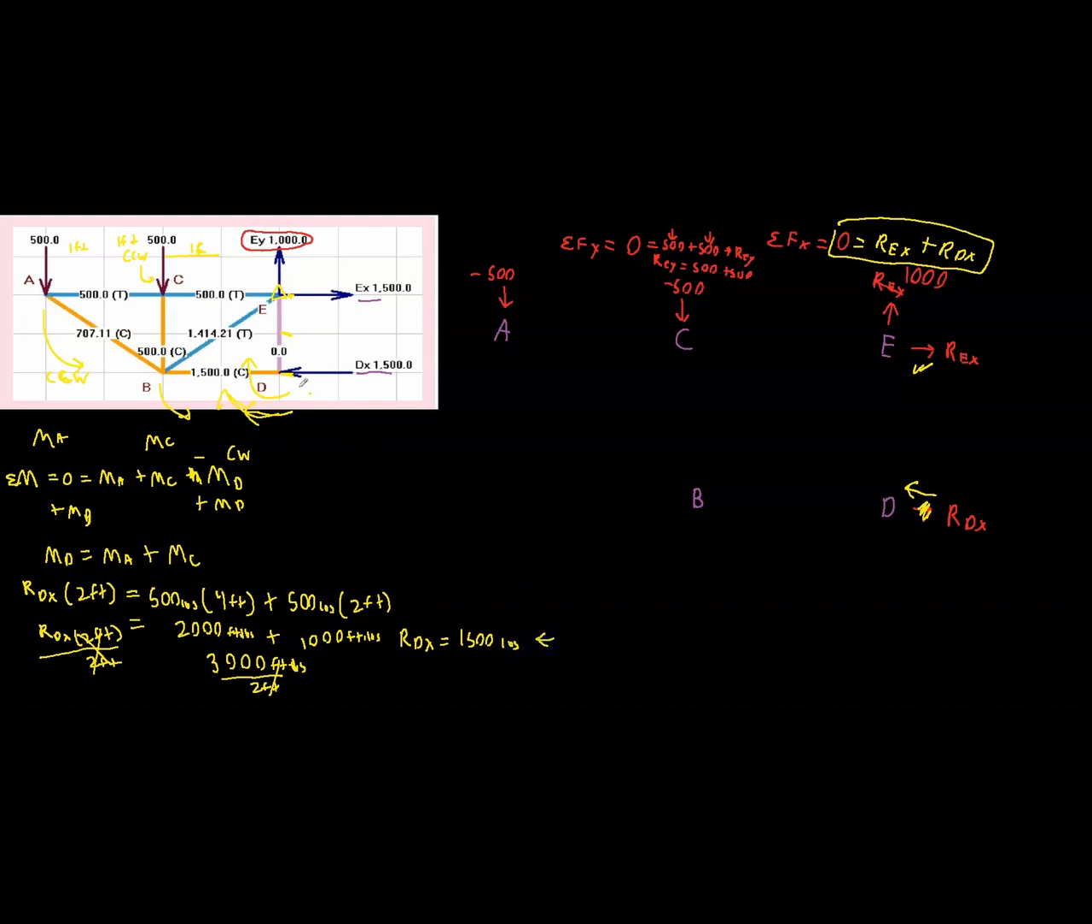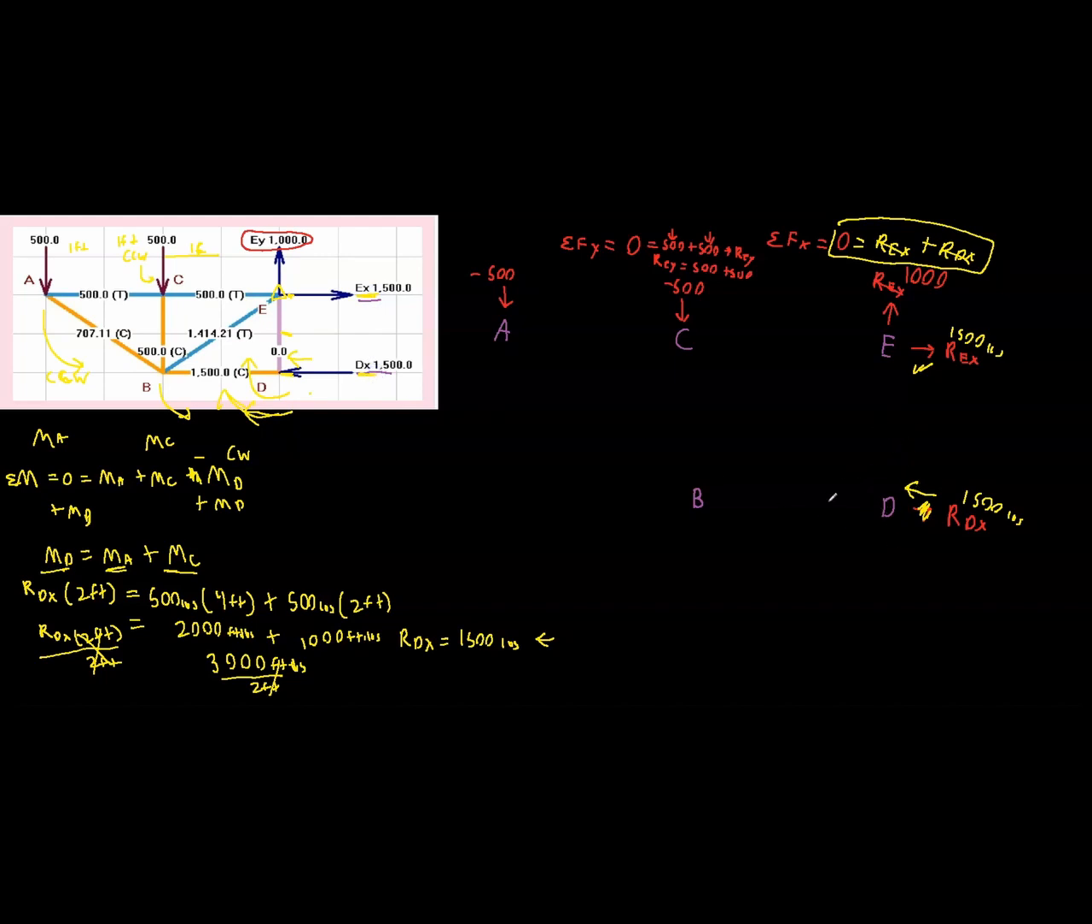And again, I know it has to be going to the left because if it was going to the right, it would be a counterclockwise moment, which is impossible because you have to have something to cancel out these two counterclockwise moments. So it has to be clockwise. So that's how I know root x is going to the left with 1,500 pounds of force. And since I know Rex has to cancel out root x, it also has to be 1,500 pounds in this case to the right. And so that is how I get these two numbers.